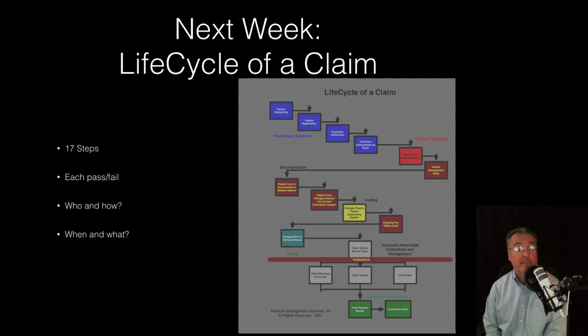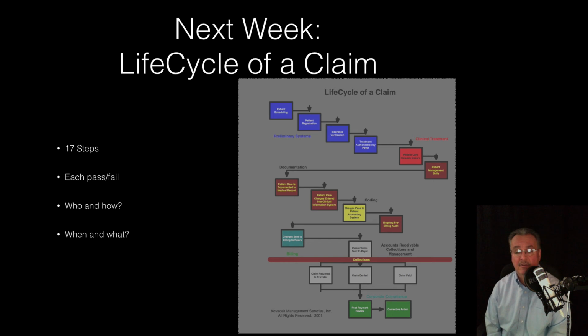Now, next week, we're going to be talking about a very important concept, something we call the life cycle of a claim. These are the 17 steps that every bill goes through, and everything has to go through in order for it to get paid. Each one of those 17 steps is pass fail. If you fail at any one of the 17 steps, you basically don't get paid. If you pass, you get to go on to the next one.